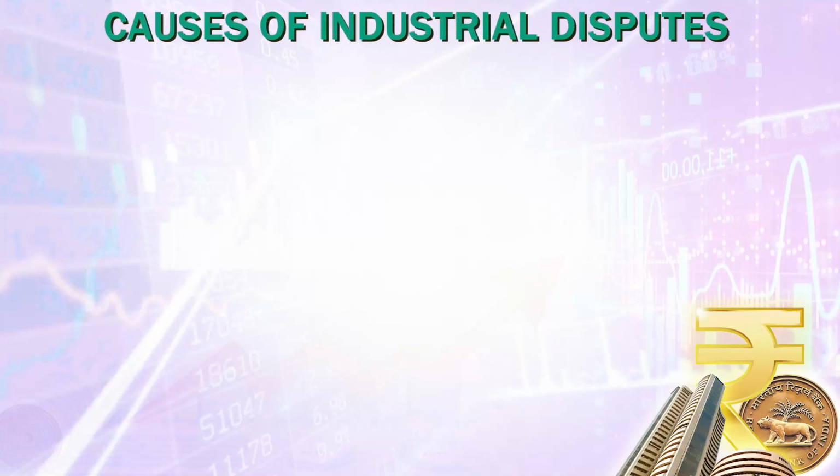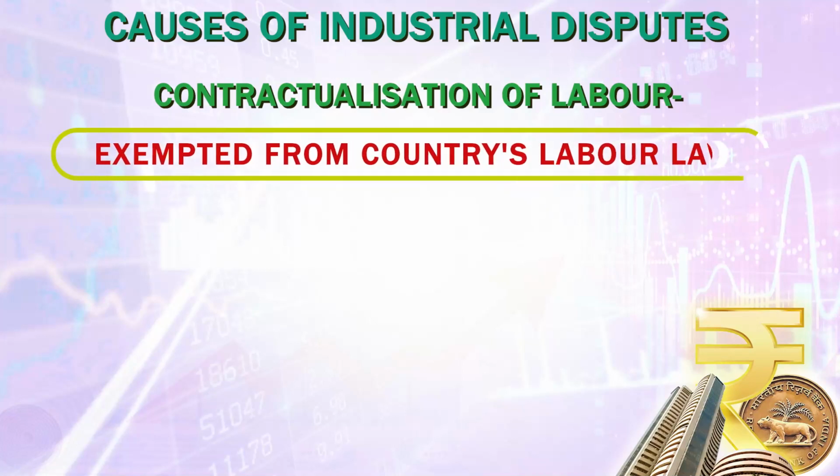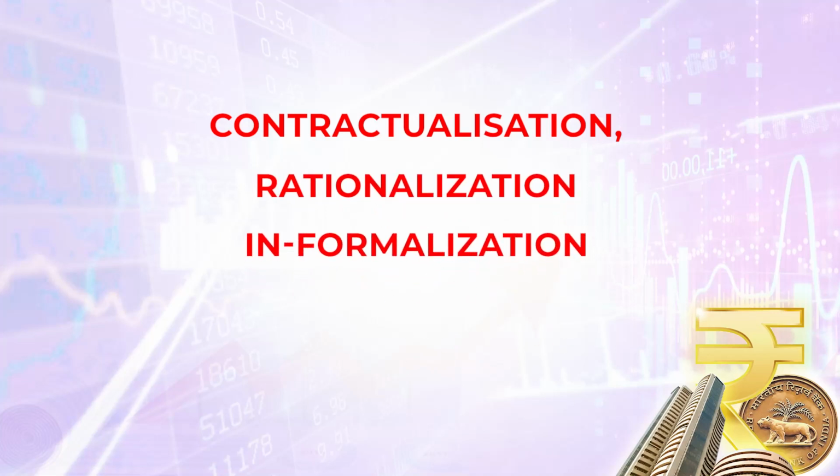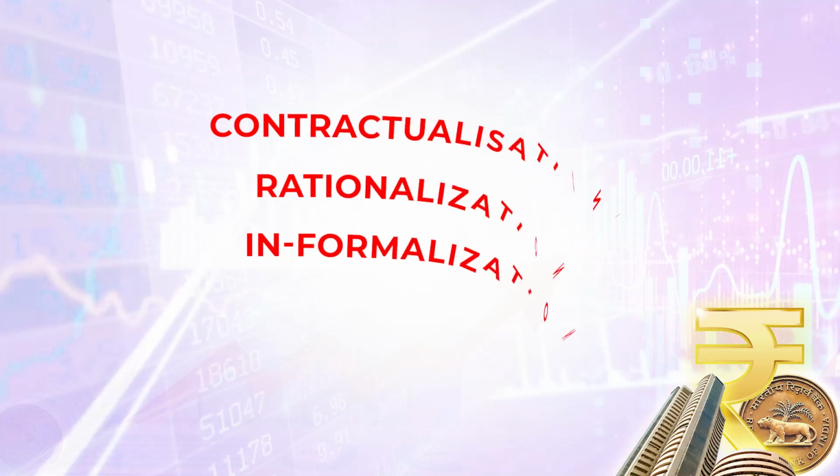This contractualization of labor, as I have already said, is exempted from the factory law or the labor law. So the employers are very much interested to employ contract labor, but the laborers are not much benefited from this contract. So they are unwilling to offer themselves optimally, and this increases the labor unrest. As a result, a peaceful work environment ceases to exist. So what happens here? Due to this contractualization, rationalization and informalization of these industrial units, there is deinstitutionalization of the Indian labor market, which basically results in the increase in industrial dispute.